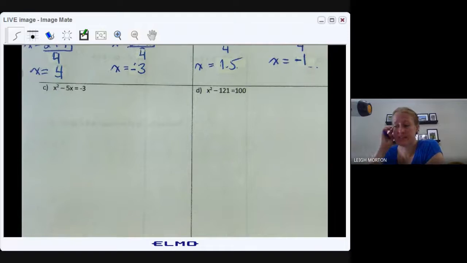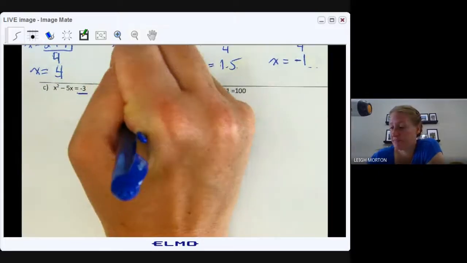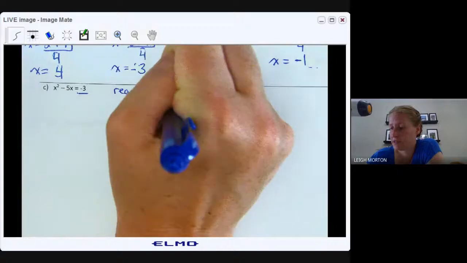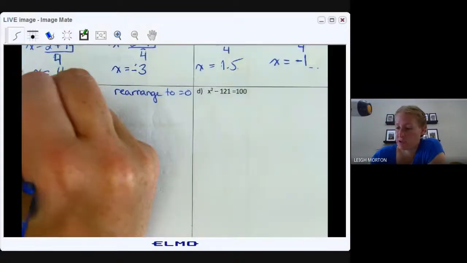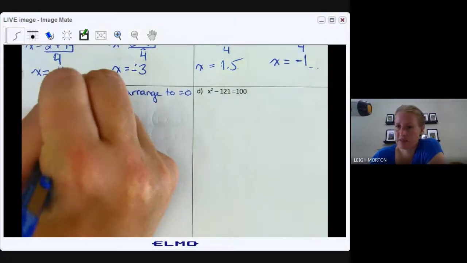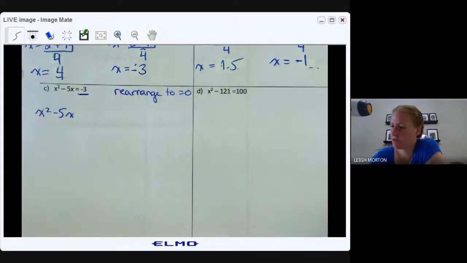Let's take a look at C and D. What's different here? It's not equal to 0. So I remember I have to rearrange it to equal 0. That'll give me x squared minus 5x, and that 1's supposed to be a negative 2.